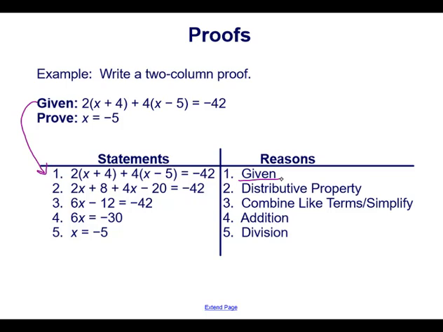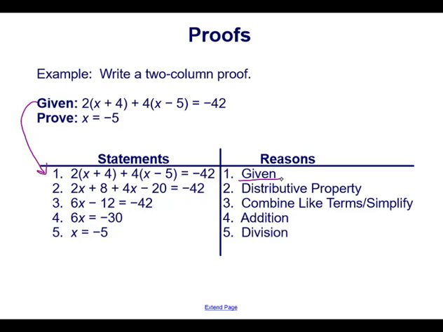Well, that last statement has the variable x completely isolated, alone on one side of the equal sign. So you've solved for x. So just go through your steps for solving for x. The difference now is that in a proof, you have to also state the reason after you complete each step.